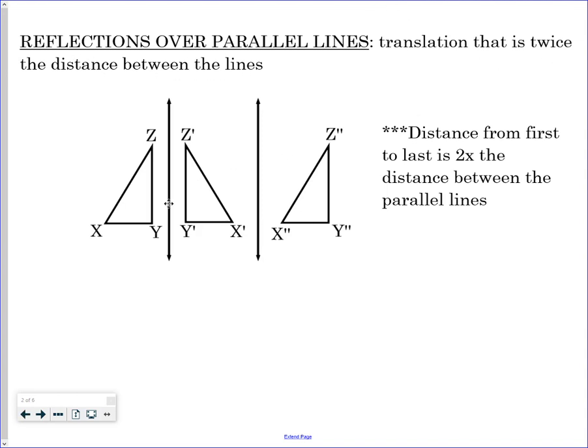So if you look at this, if I reflect triangle XYZ over this line, that's my 1 prime. And if I reflect it again over this line, that's my double prime, right? So the distance from the first one to the last one is twice the distance between the parallel lines. So for example, if this is 2 inches apart, then the first one and the last one are 4 inches apart. Does that make sense?